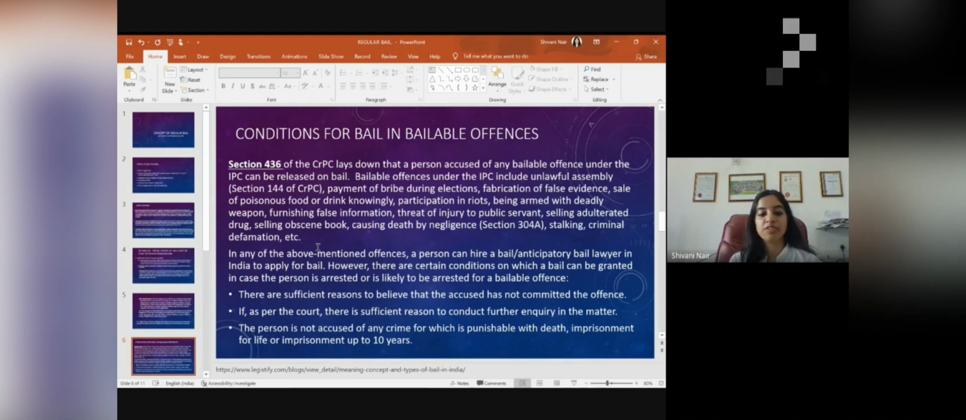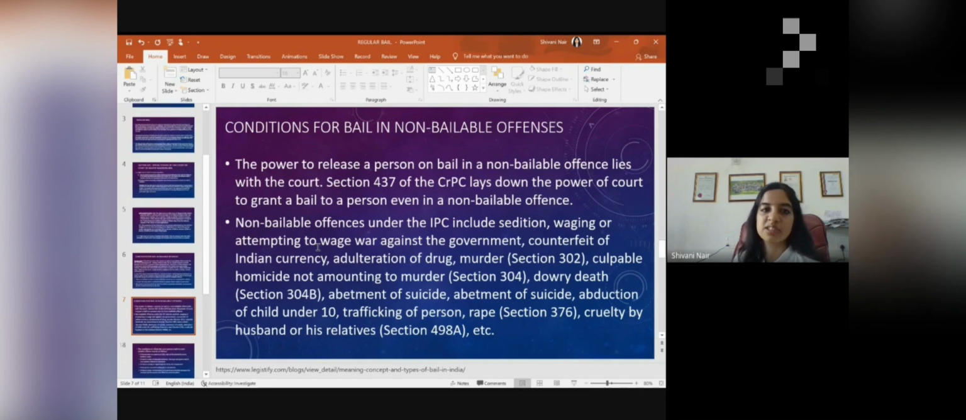And if the court thinks that there is sufficient reason to conduct further inquiry in the matter, and the person is not accused of any crime which is punishable by death, imprisonment for life, or imprisonment up to 10 years. So in most of the cases where the punishment is less than 10 years, the accused is released on bail, in general circumstances.